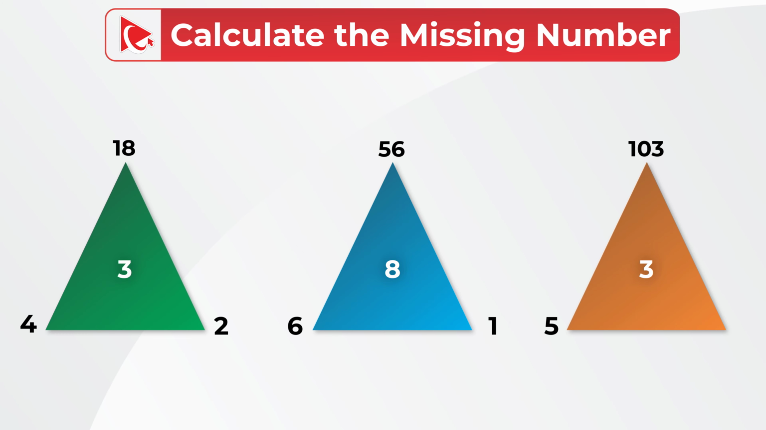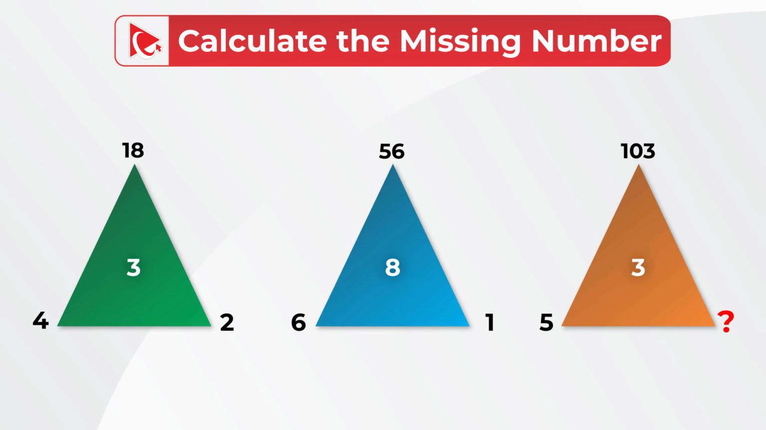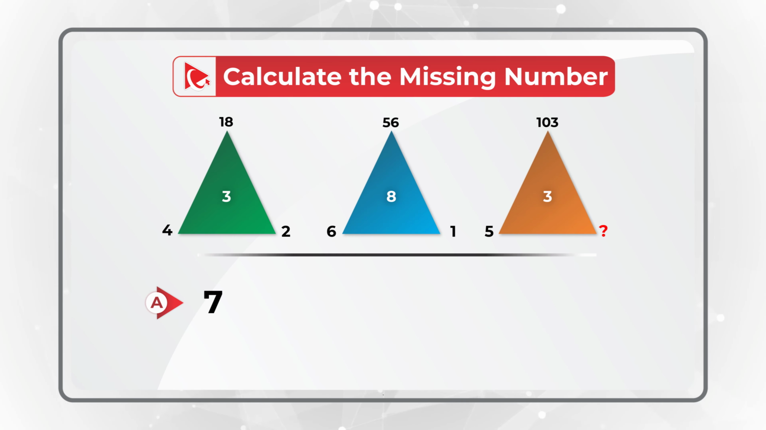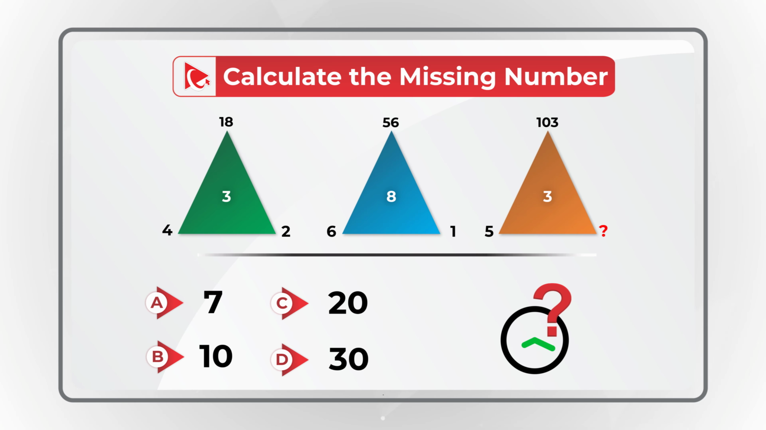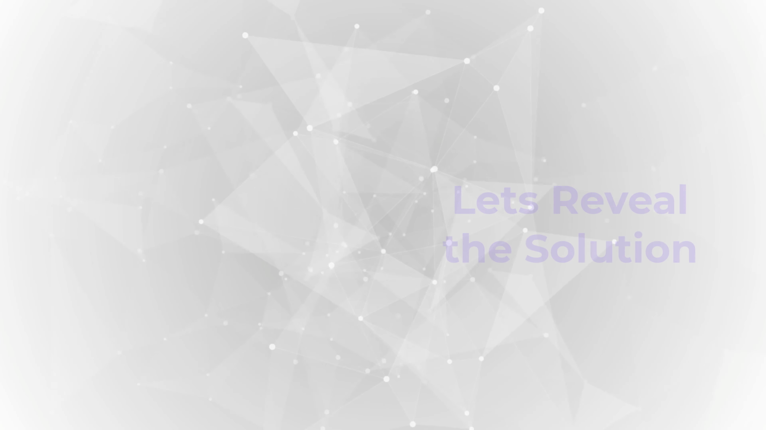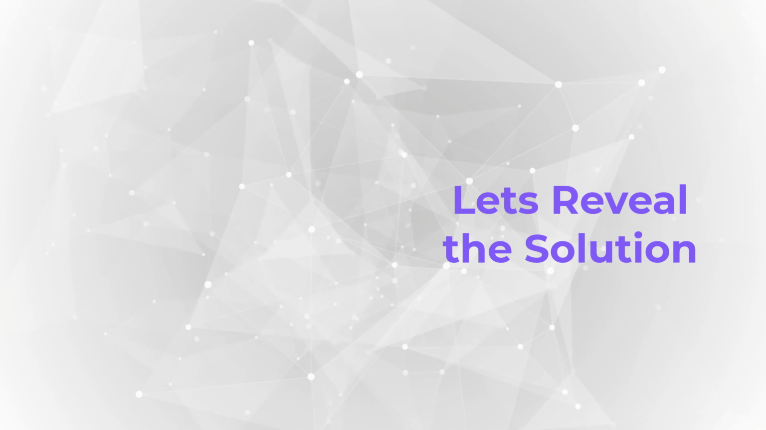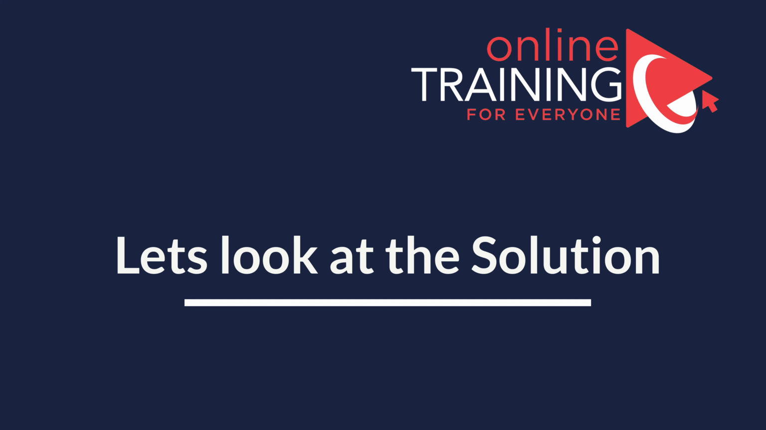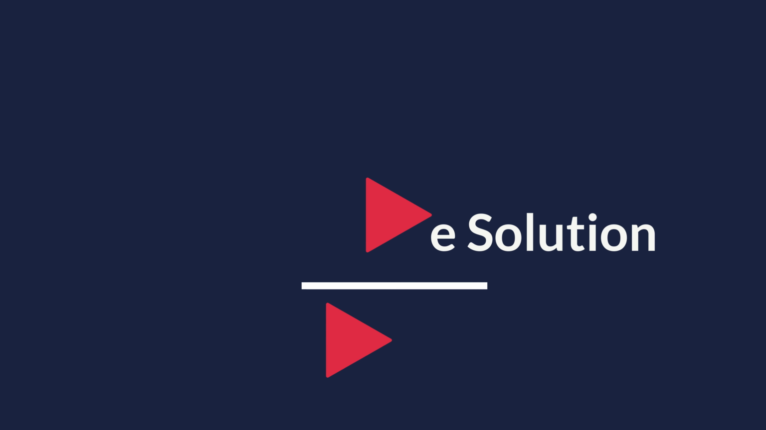In the upper right corner of the third triangle, you have a missing number, which you need to calculate out of 4 different choices. Choice A, 7, choice B, 10, choice C, 20, and choice D, 30. Do you see the answer? The solution is very obvious, but I would like you to try to get to it on your own. Ready or not, I am moving forward to reveal the solution.